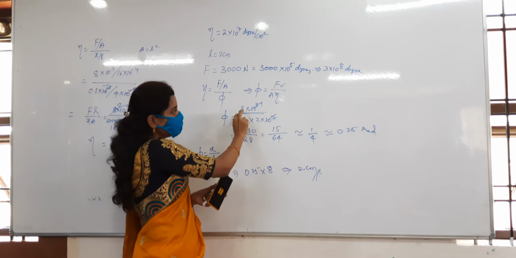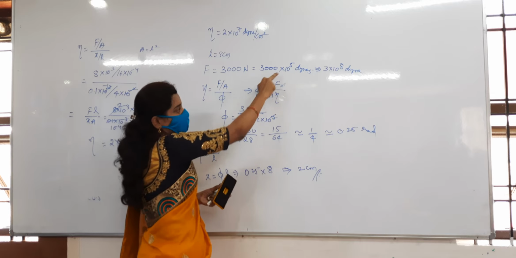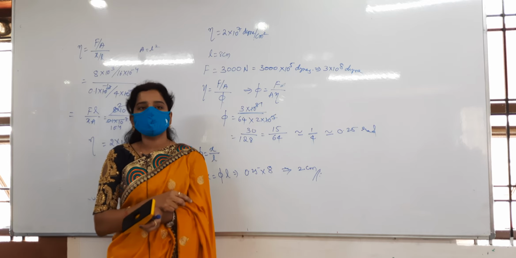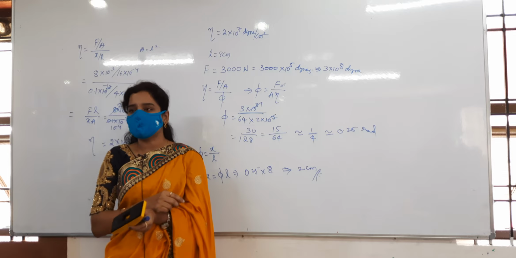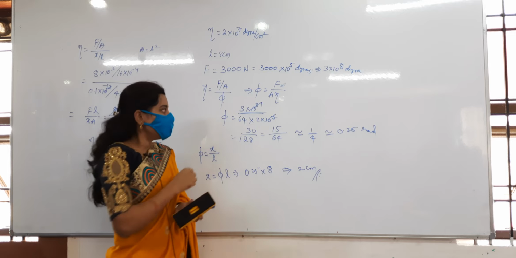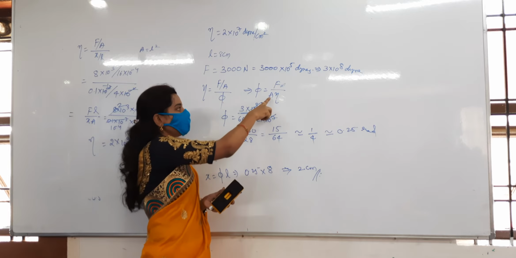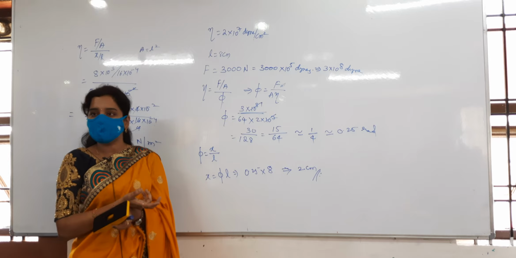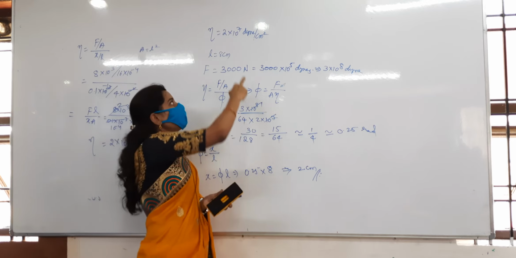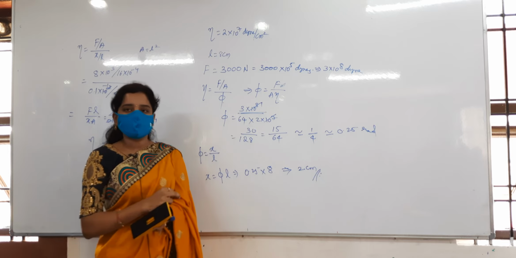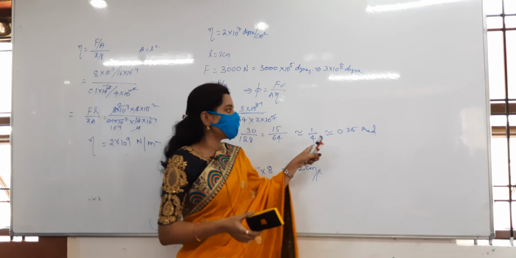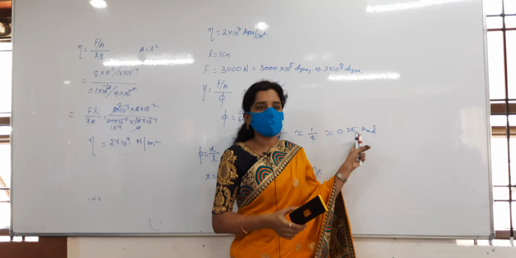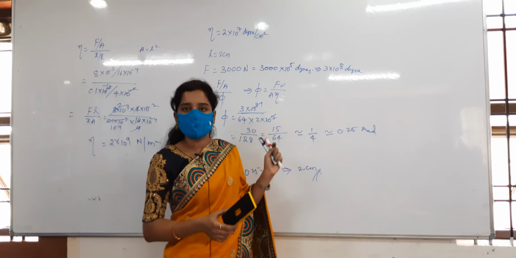So 3000 newtons, nothing but, 1 newton is equal to how much? 10 power 5 dynes. 1 joule is equal to how many ergs? 10 power 7 ergs. Okay, you have to remember that. Now 3 into 10 power 8 divided by area. The side is 8 centimeters, so 64 centimeter square is the area you will get. That into eta is 2 into 10 power 7. Whenever you cancel everything, approximately the answer will be 0.25. It is a very small angle here, so instead of tan phi, I have taken only phi.